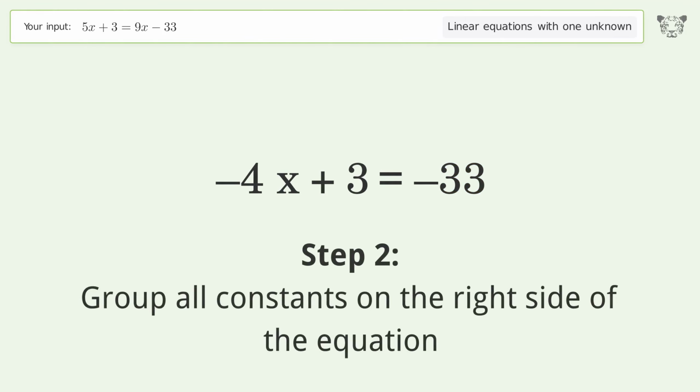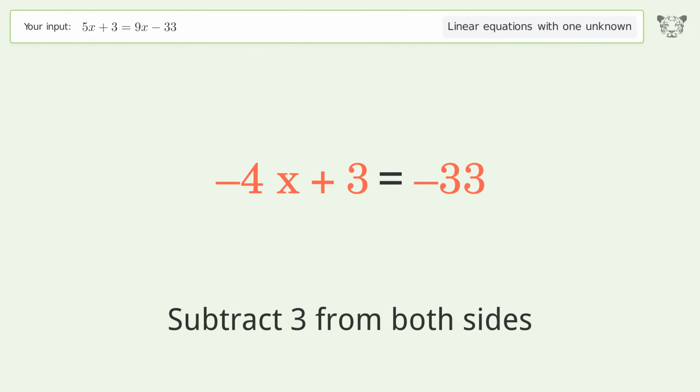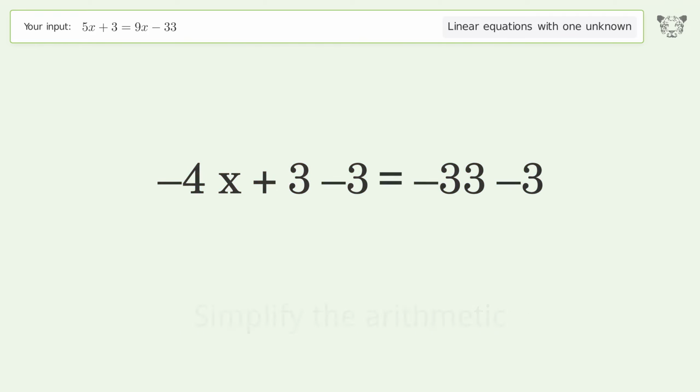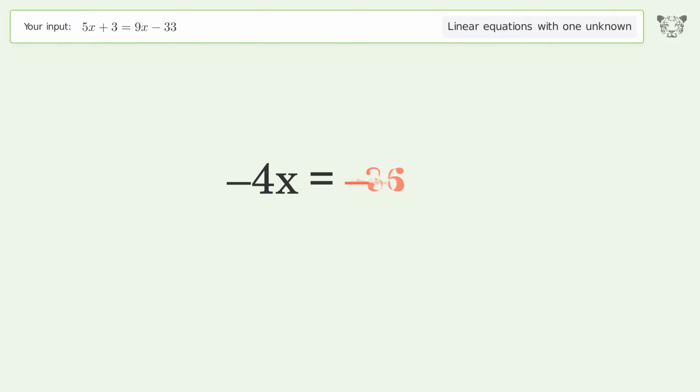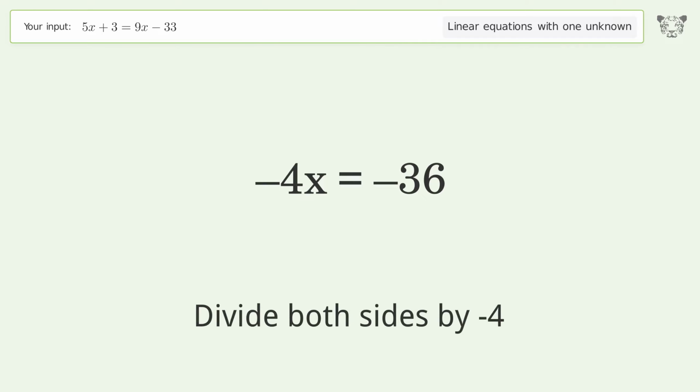Group all constants on the right side of the equation. Subtract 3 from both sides. Simplify the arithmetic. Isolate the x. Divide both sides by -4.